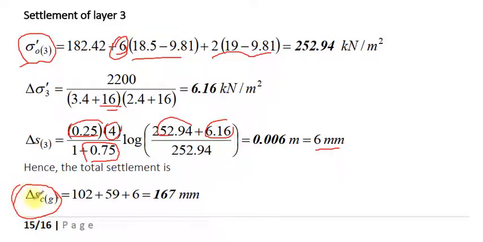Now use the equation of total settlement. The total consolidation settlement of the group of piles equals the consolidation settlement for the first layer, for the second layer, and for the third layer, which gives us 0.167 meter or 167 millimeter.